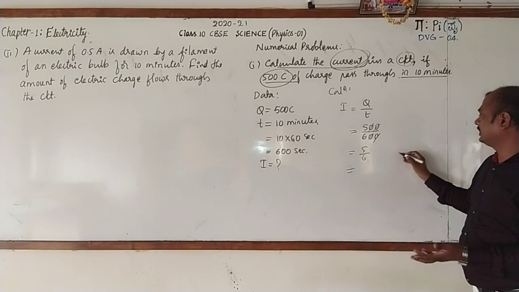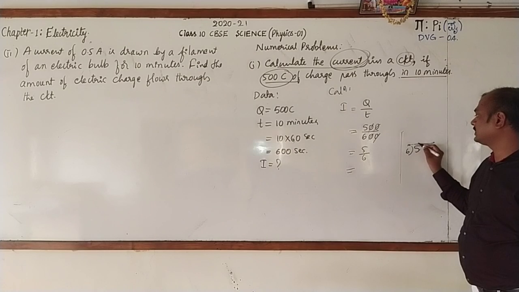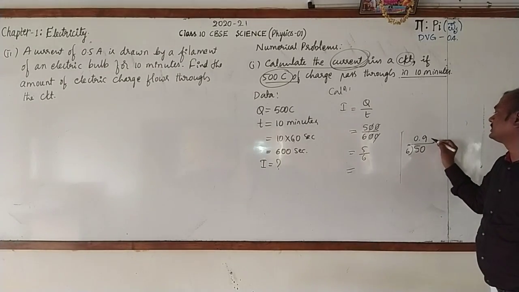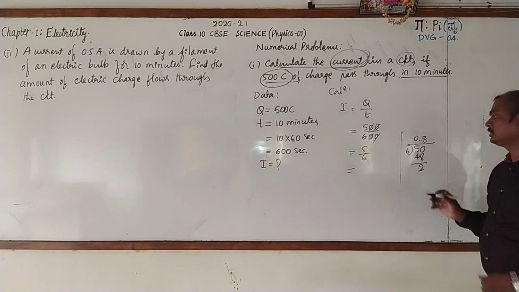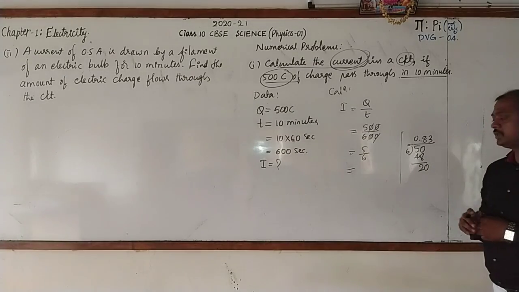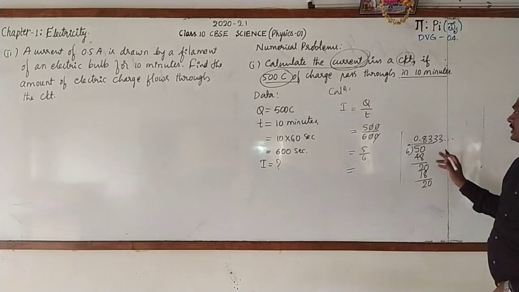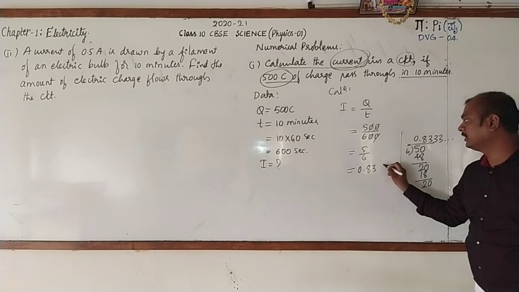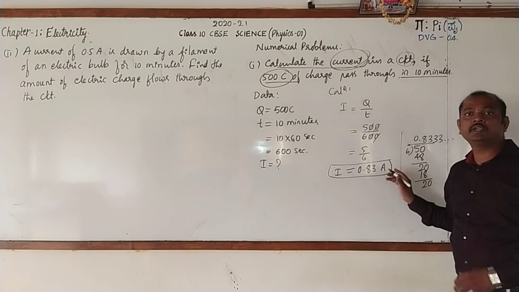Divide 5 by 6. Directly you can write the answer or else, let's go for actual division in the working column. 5 is not divisible by 6. Put decimal and take 0. Then 6 how much are? 6 8's are 48, you will get 2, again take 0, 6 3's are 18, again 2, 20, you will get a recurring decimal expansion. So you can write it as 0.8333, approximately 0.83. What is the unit of current? It is amps. So, the amount of current flowing through that body is 0.83 amps.